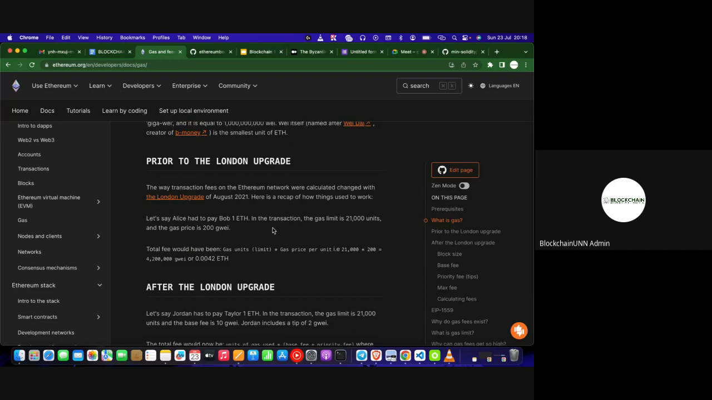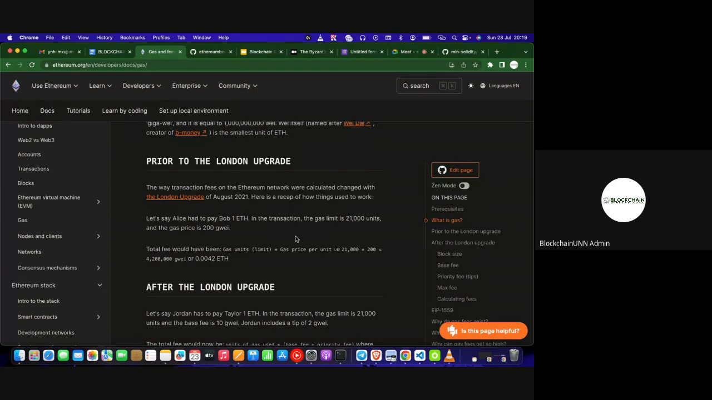Okay, so there was the London upgrade made in August 2021, which made a little update to the way that gas fees were calculated within the Ethereum ecosystem, right? So before the London upgrade, I think gas fees were usually calculated as the gas limit times the gas price you're willing to pay for your transaction, to get the total gas you're supposed to pay.